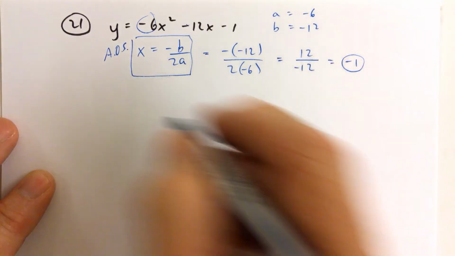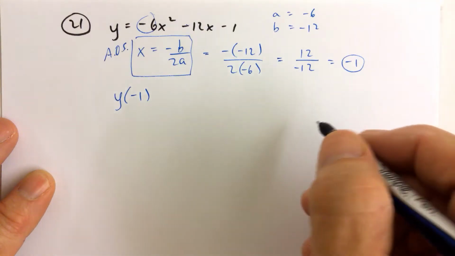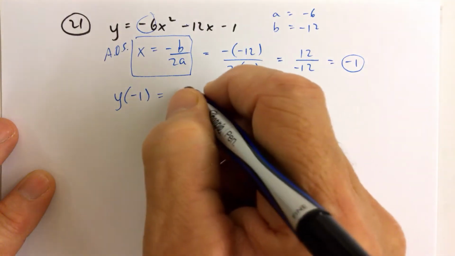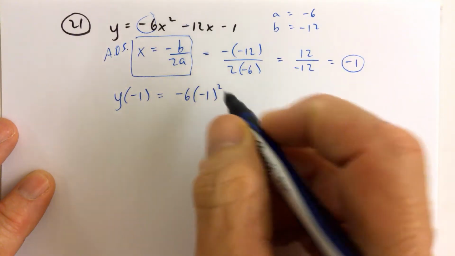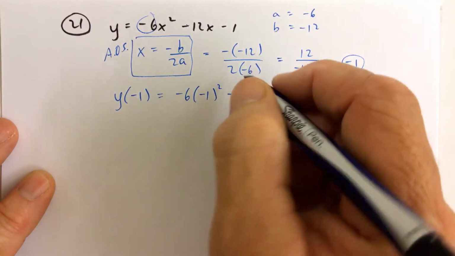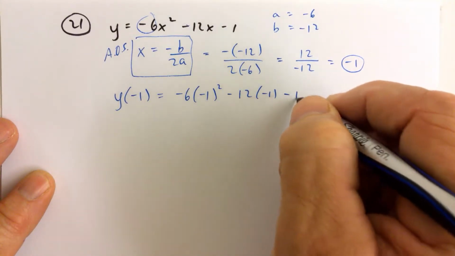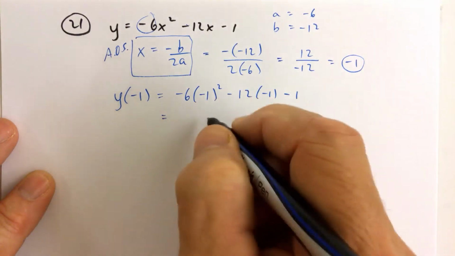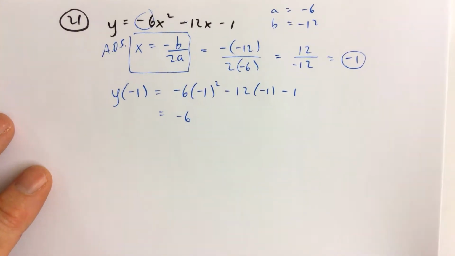That's a convenient number, because now, in order to find the y-coordinate of our vertex, we're going to replace x with negative 1. Do this step by step. Write negative 6 times x, which is negative 1, squared, minus 12 times, again with x being negative 1, minus 1. There are a lot of minus signs in here, so it's easy to make mistakes, but if you do each step carefully, you should have no problems.